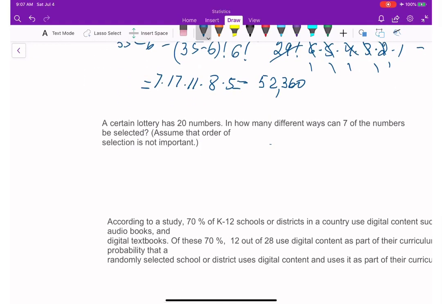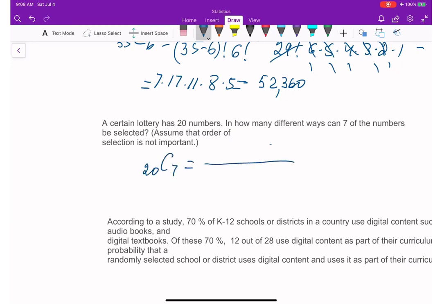A certain lottery has 20 numbers. In how many different ways can 7 numbers be selected? Since it's a lottery, order is not important at all. So, which means it's going to be a combination, 7 out of 20.